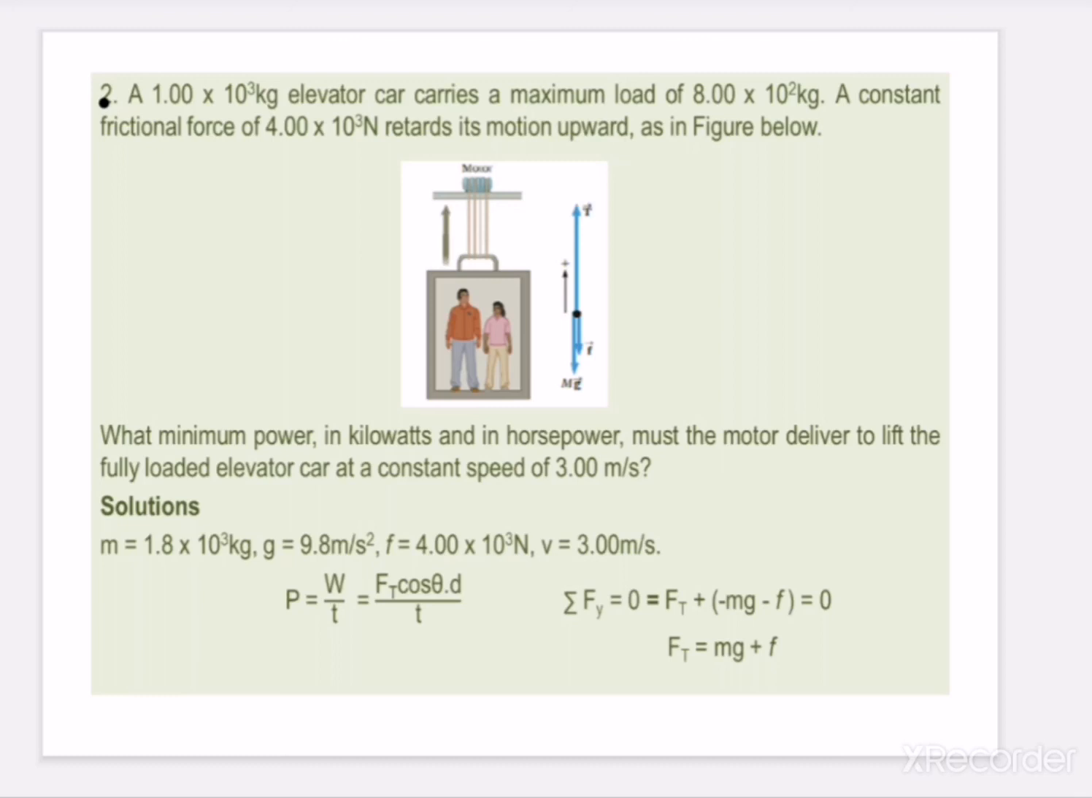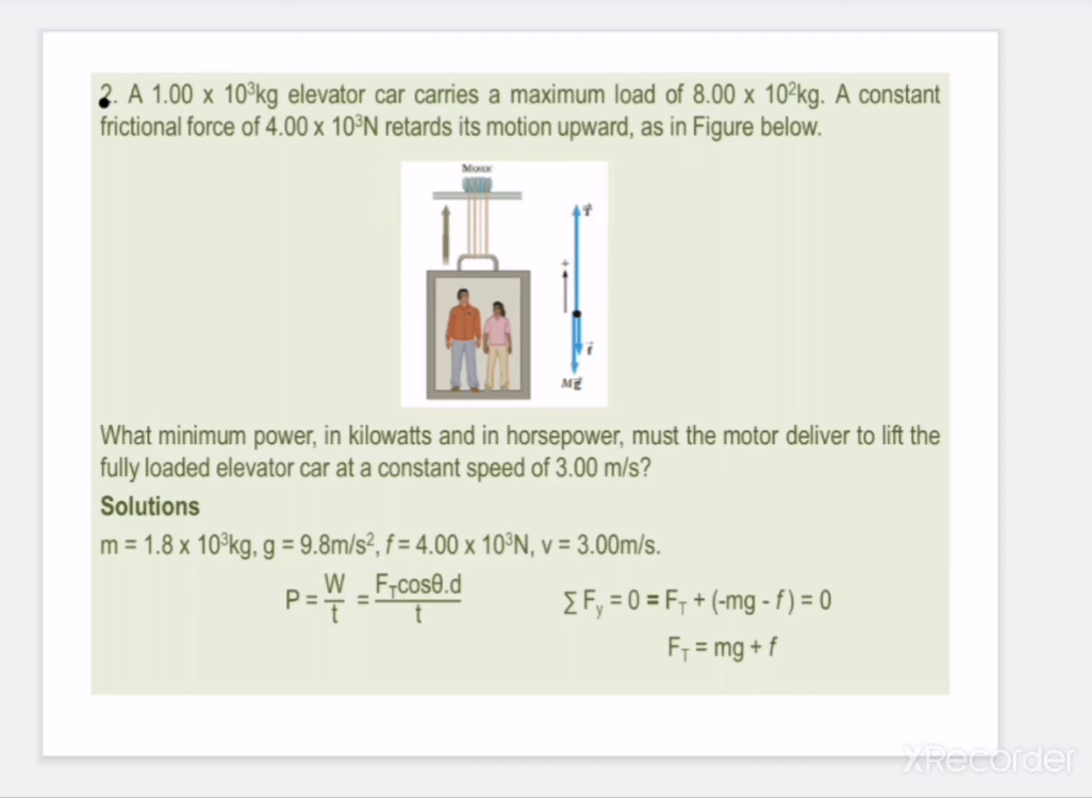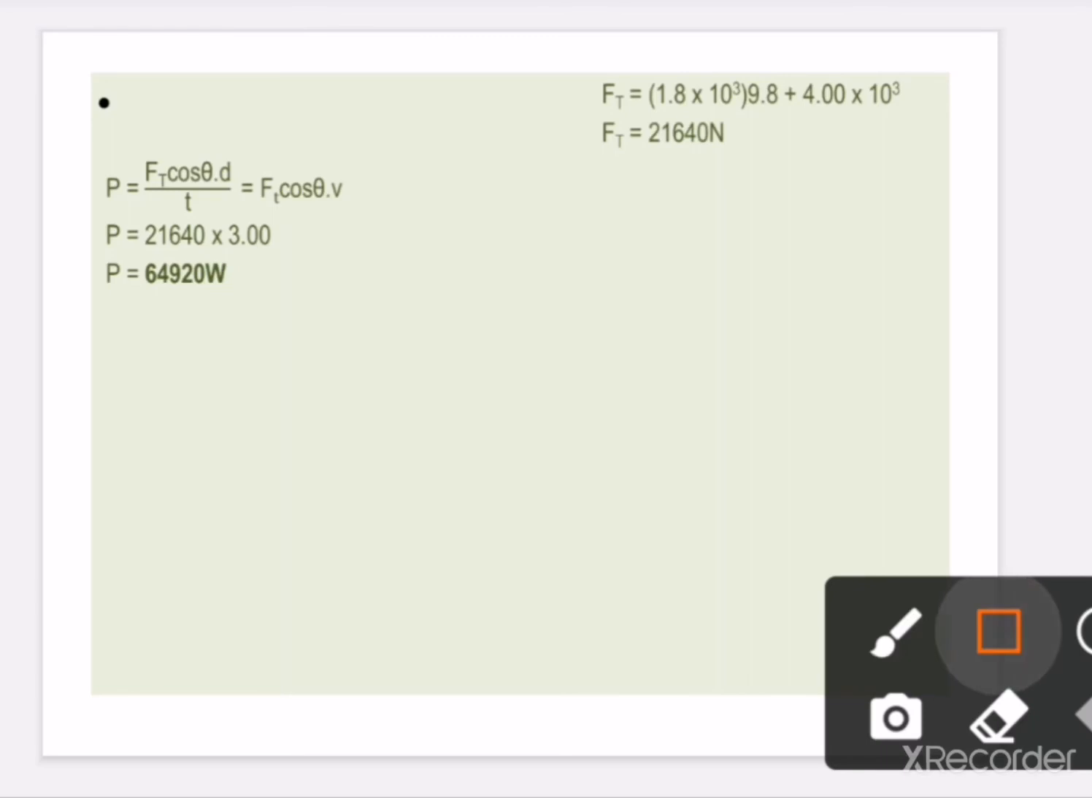It says, oh, no, it doesn't have to be negative. Why? Because the force we're looking at here is the force which is being delivered by the motor. So this motor here is applying a force upwards, and the distance also is upwards, and the speed is also upwards. So the angle between the direction of motion and the force is zero, because they're in the same direction. Okay, and so when we do that, we get ourselves 64,920 watts. Now this value I've got here is in watts.